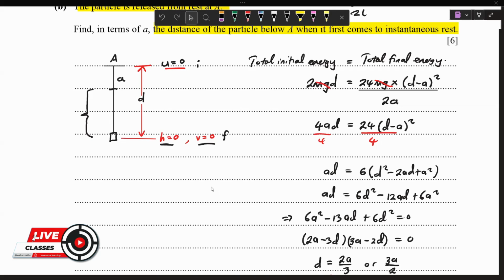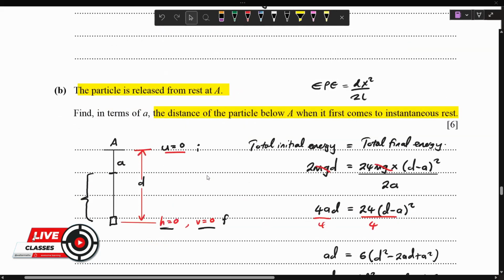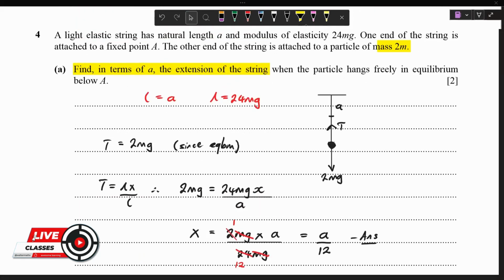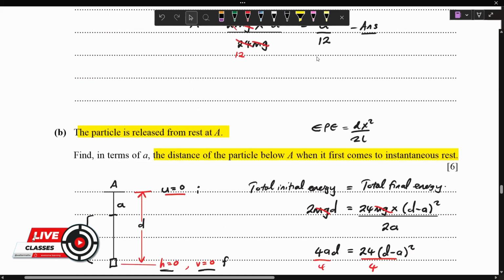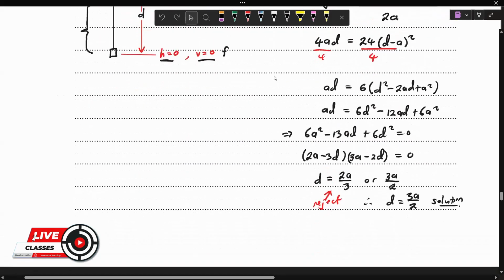All right. You needed to understand that A and B are two different situations. On A, it was a situation where the particle was hanging freely in equilibrium below A. So this is a situation on its own. But for B, that is a totally different thing, because we have the particle being released from rest at A. So you needed to consider the fact that B was a totally different situation altogether. That's fair. All right, that's fine.